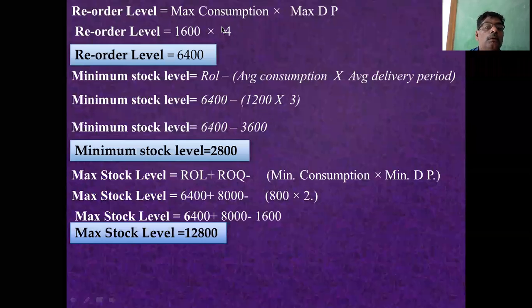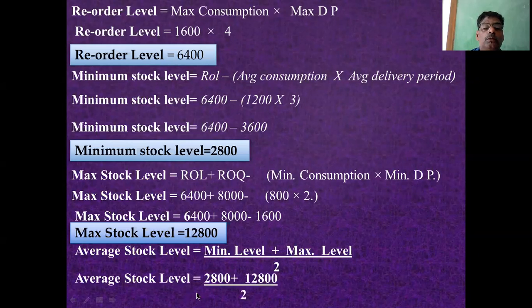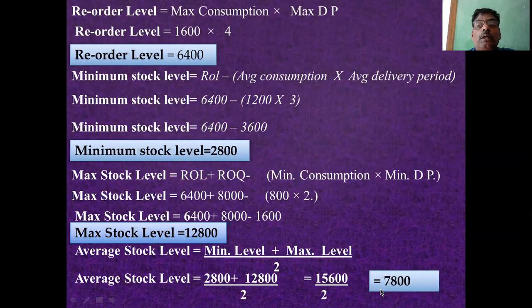Okay. Next is average stock level. Average stock level is equal to minimum level plus maximum level divided by 2, which is 2,800 plus 12,800 divided by 2. It is 15,600 divided by 2, which is equal to 7,800. 7,800 is the average stock level.